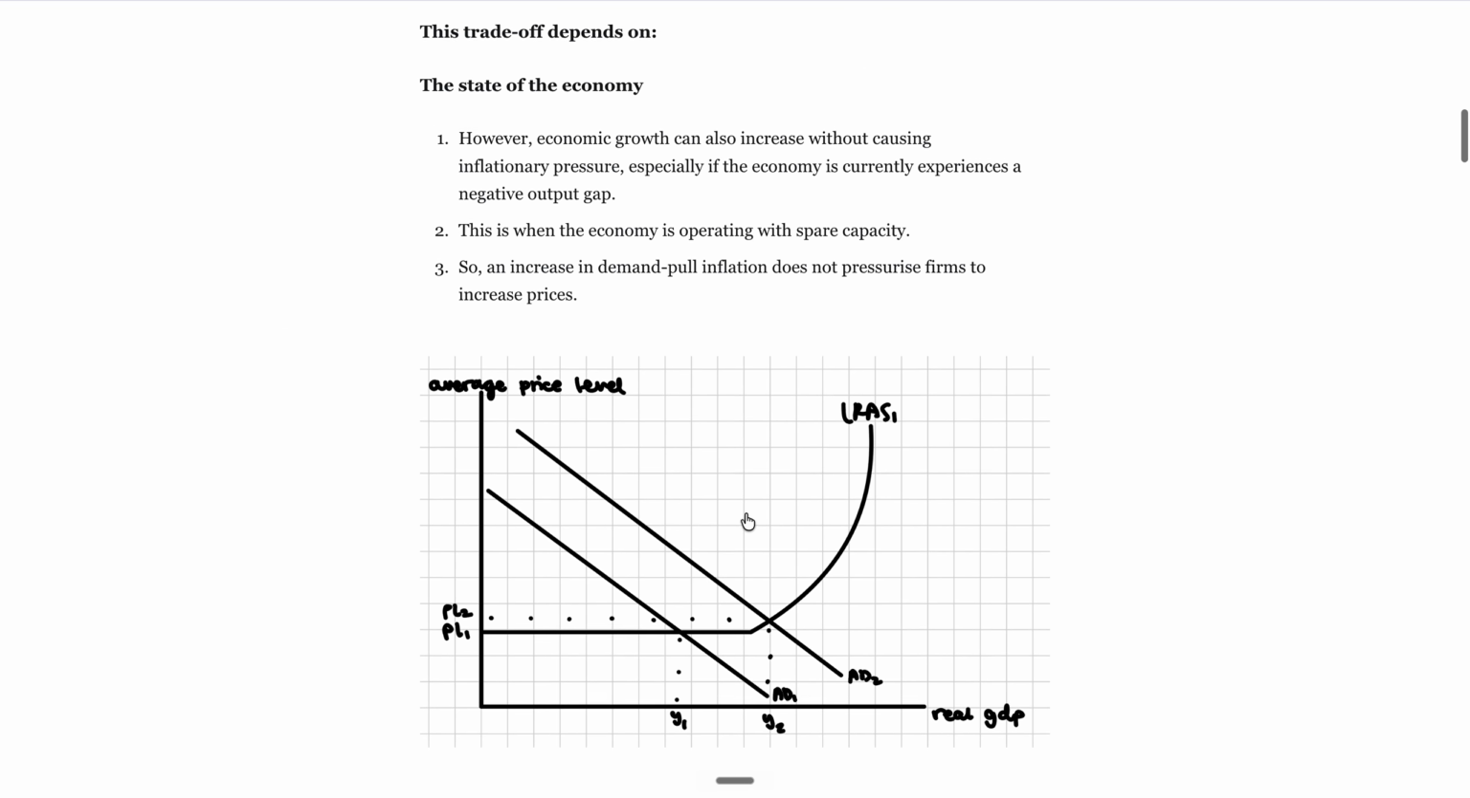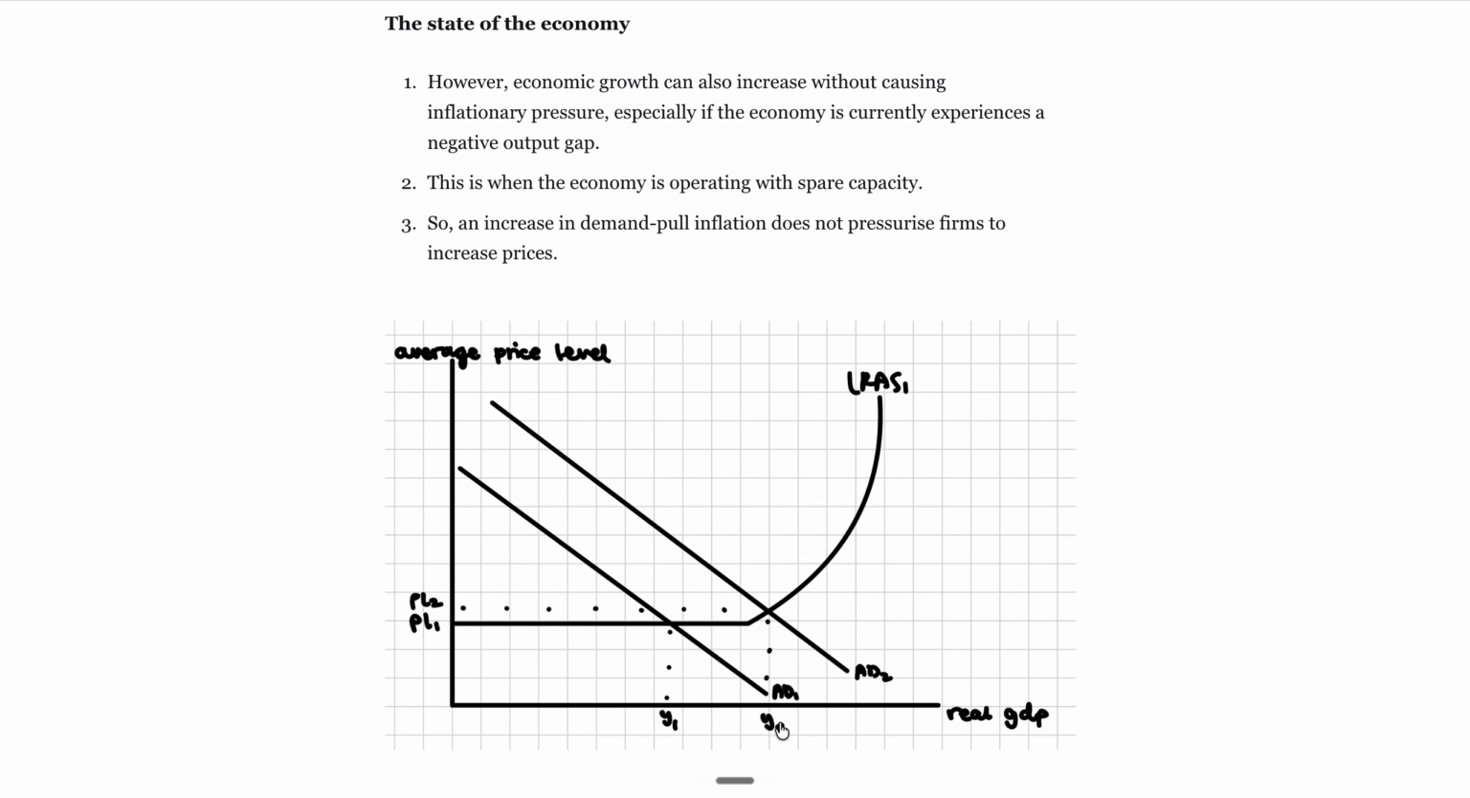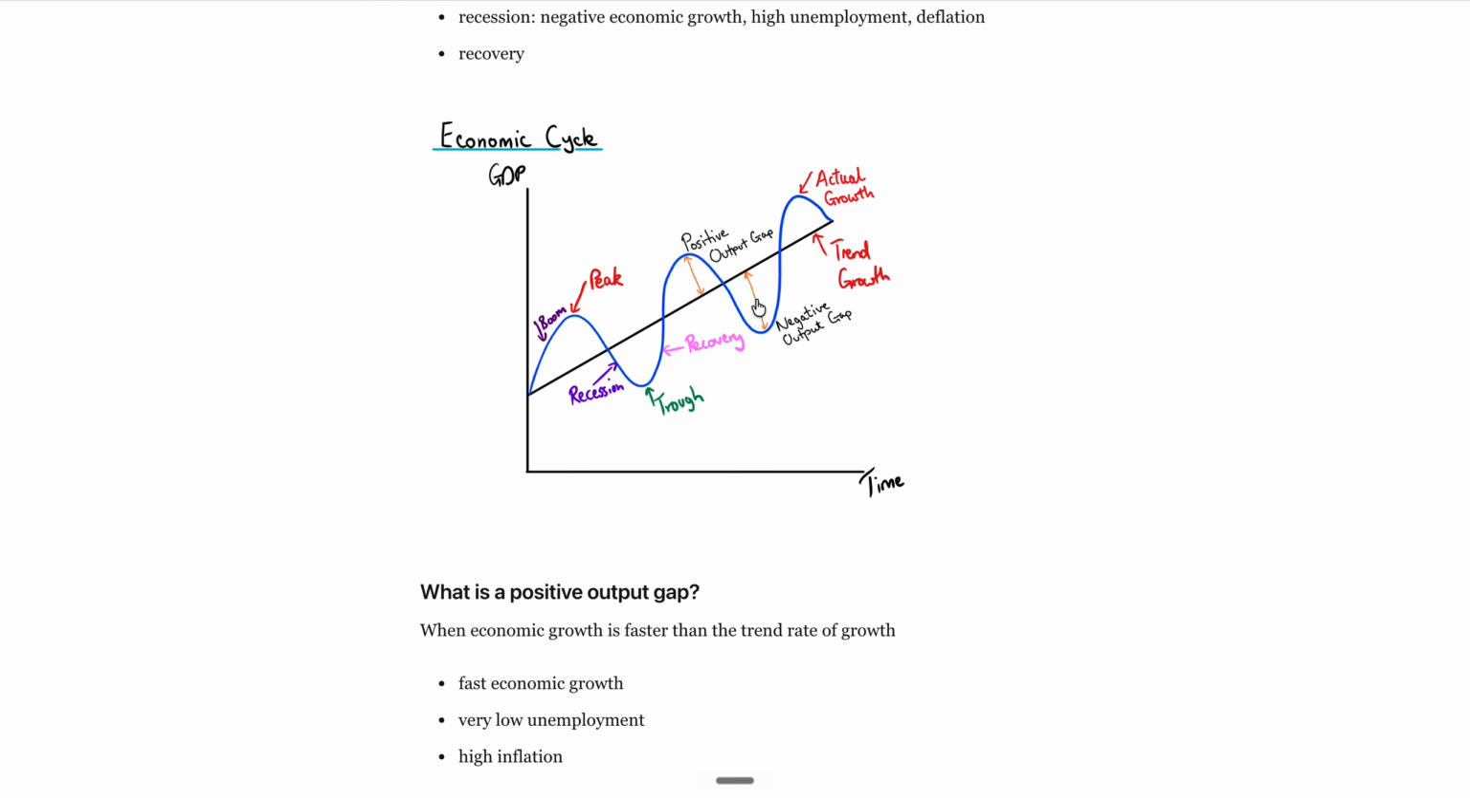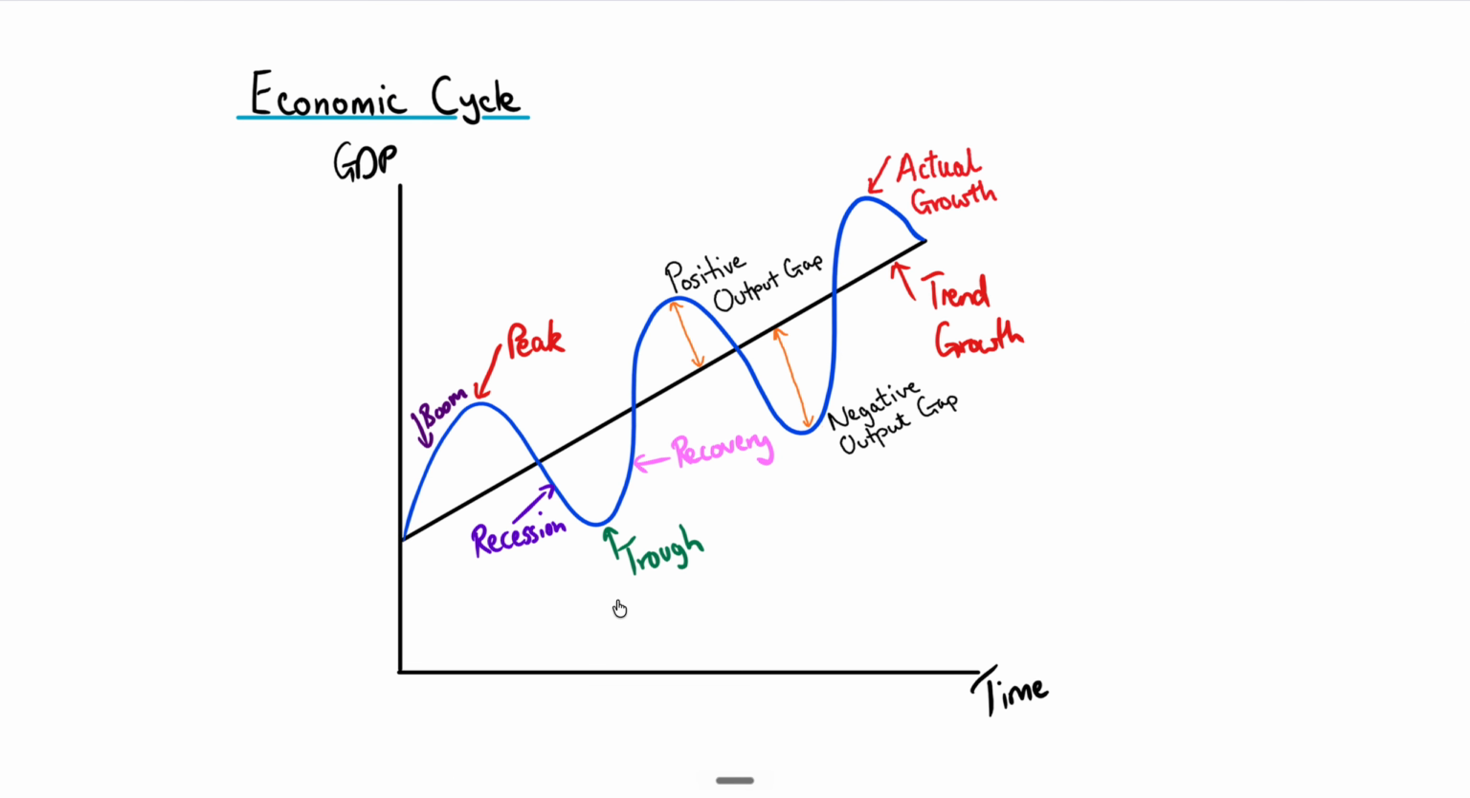But the big one is I want you guys to understand the difference between a positive and a negative output gap. So just here, we've got an economic cycle and we've got 2 lines. So what does each line actually mean? The blue one is the actual rate of economic growth. The black straight line is the trend rate of economic growth.